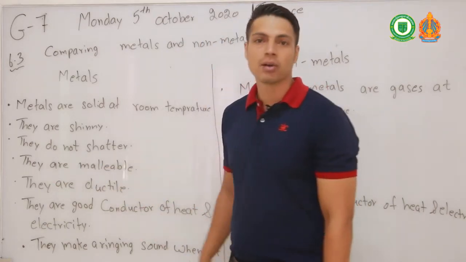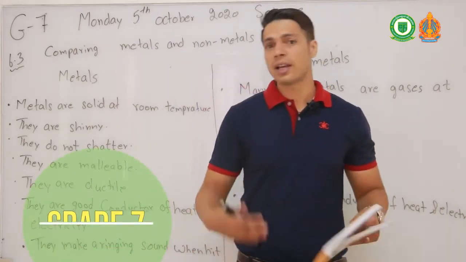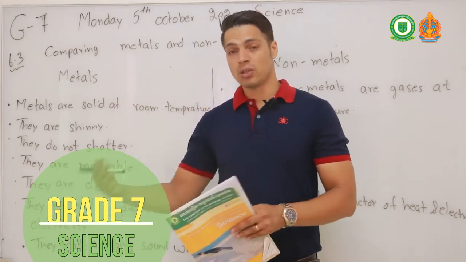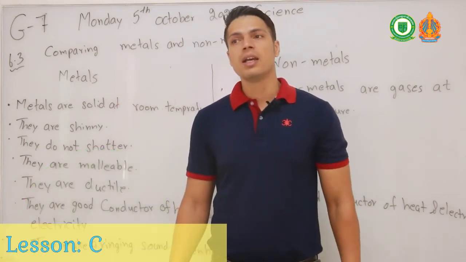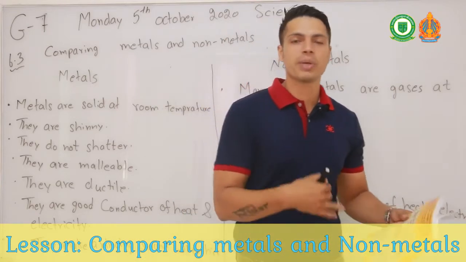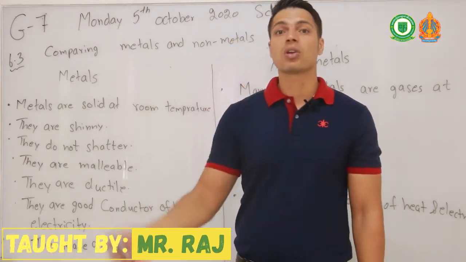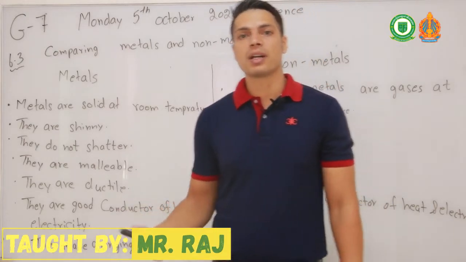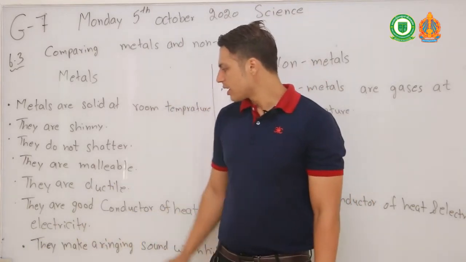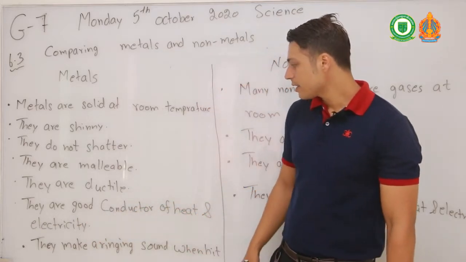They are malleable. Malleable means metals can be stretched into wires, like copper. Copper is used to make wires, and aluminium is also used in some wires, but mostly copper is used, because copper can be stretched into wires. They are ductile, and they are good conductors of heat and electricity.